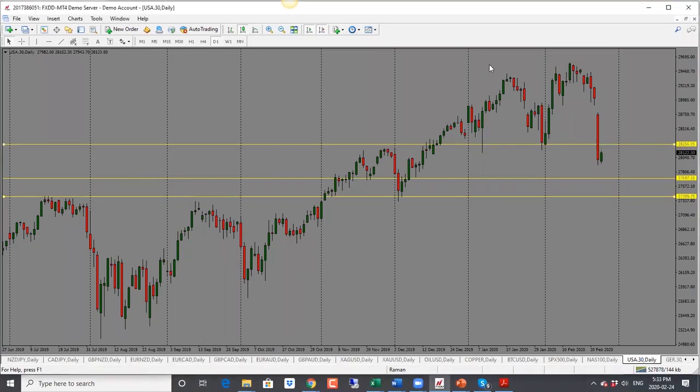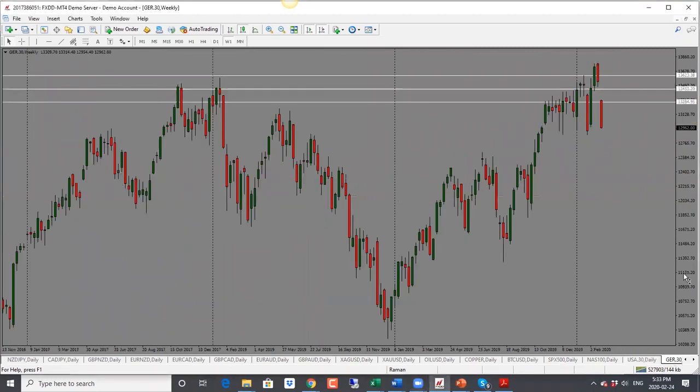Essentially, if it holds below this level, then I would look for a continuation move to the downside. So I'm looking for a pullback and a drop. So that's the move I would expect here. But if it goes through this resistance at 28,250, very likely that this can happen. So for now, bias is bearish. First target is 27,700, then 27,400 is the second target.